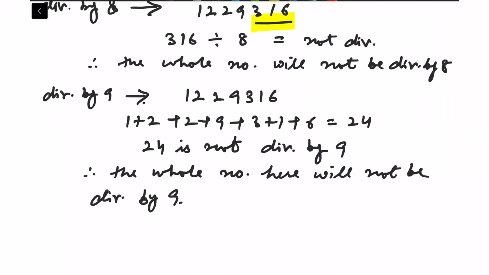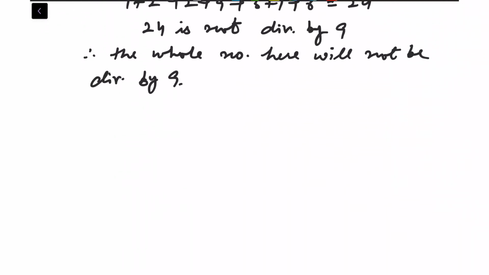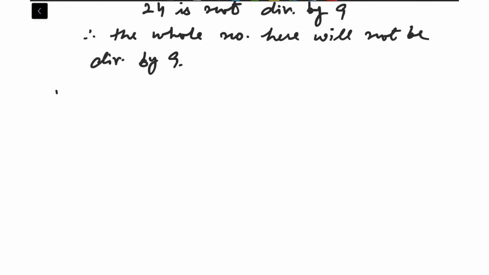To see the divisibility by 9, we have to check if the sum of the digits is divisible by 9 or not. Now we will take the divisibility by 10.